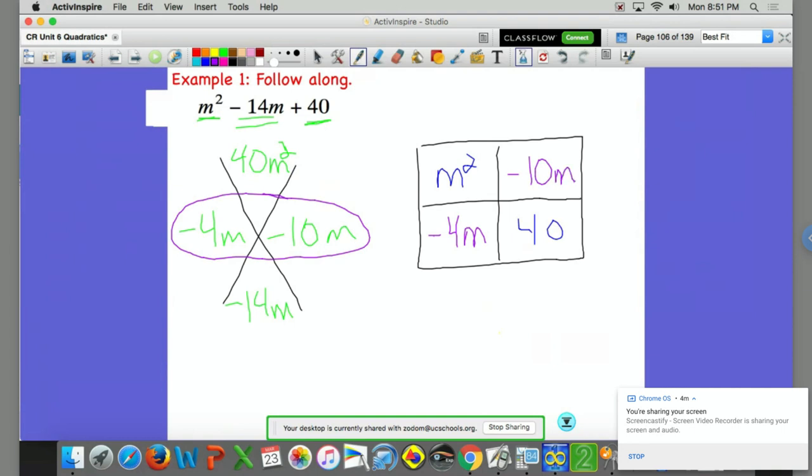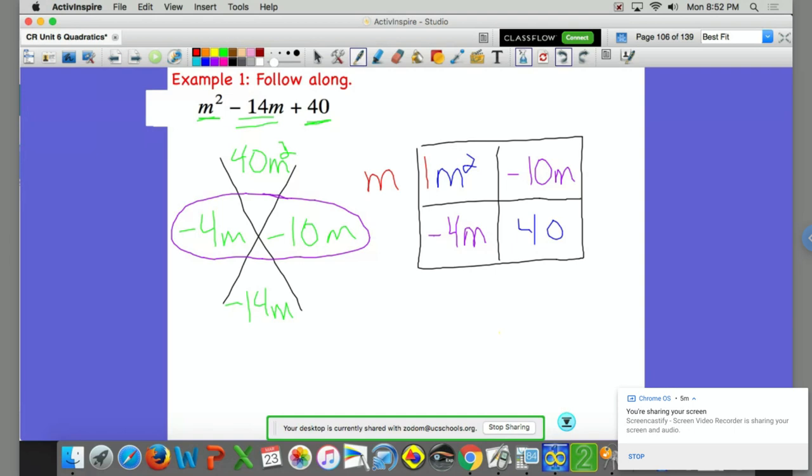And now we're just going to pull out the GCF. Now, if we do this first row, so we have m squared and negative 10m, the only thing they have in common, because there is a 1 out in front of the m squared, is just an m. Or you could say you could also pull out an m, but we know that 1m is the same thing as just m. So now the second row, or the bottom row, we have negative 4m, and we have 40.